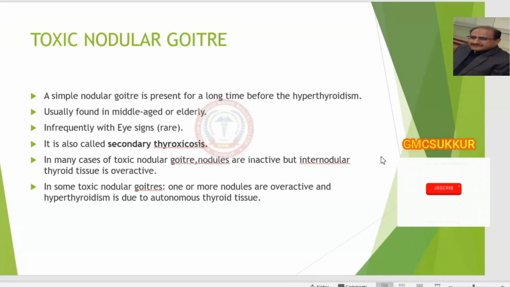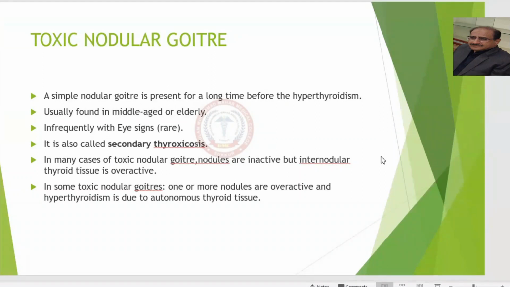And in which age group is this multinodular toxic nodular goiter present? It is usually found in middle-aged or elderly people. And the eye signs are very rare here. These are more common in primary thyrotoxicosis or Graves' disease, but in multinodular toxic nodular goiter, eye signs are very rare. What are eye signs? The exophthalmos, protrusion of the eyeballs, lid lag, lid retraction, chemosis, conjunctival inflammation, and other eye signs. So this is also called secondary thyrotoxicosis.